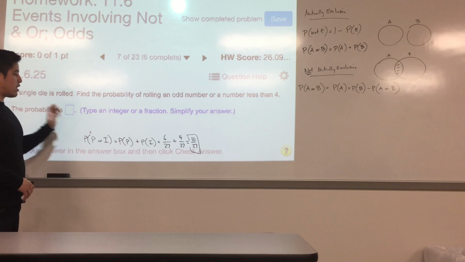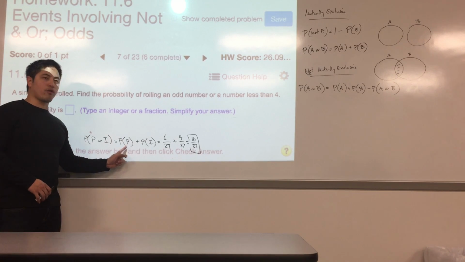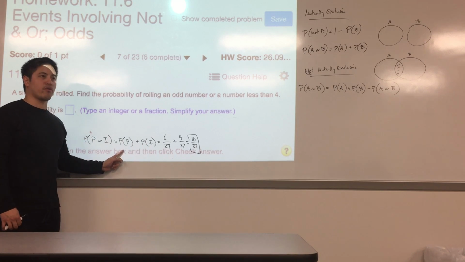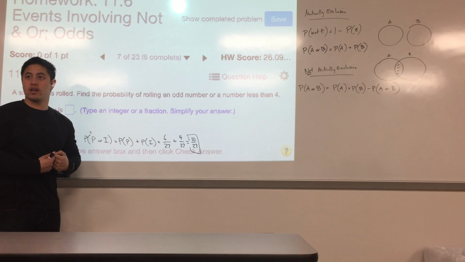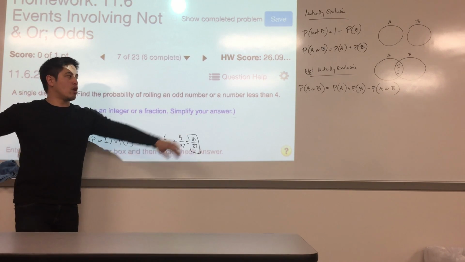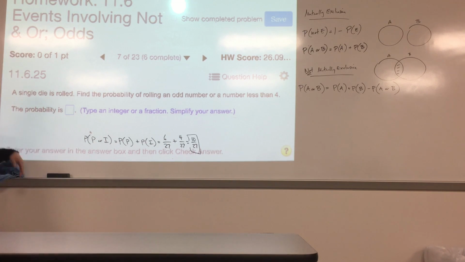Okay, think back to the professors and instructors one we just came from. There are no professors that are also instructors. There are no instructors that are also professors at the same time, right? That's why they are mutually exclusive areas. Whereas now, let's take a look at this one, shall we? A single die is rolled. Find the probability of rolling an odd number or a number less than 4.